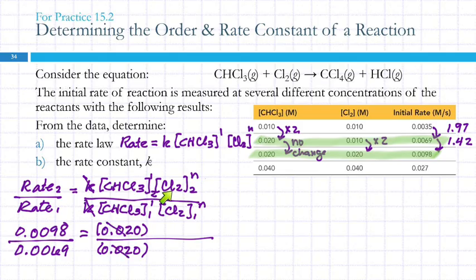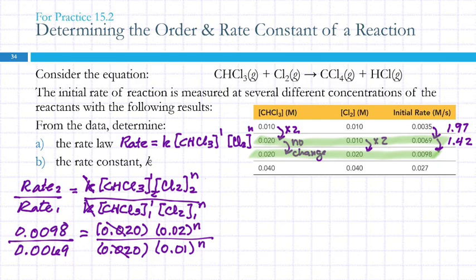And then we have the Cl2 concentration. So Cl2 concentration in the second row is 0.02 to the n power. And in the first one, it was 0.01 to the n power. Now, you might think, how is this helping? We have an equation now with one variable. We can solve for the n. It involves a little bit of logarithm stuff.